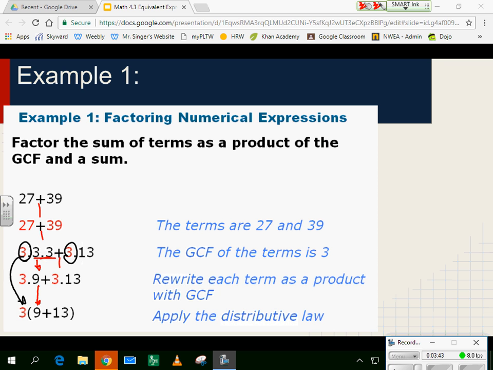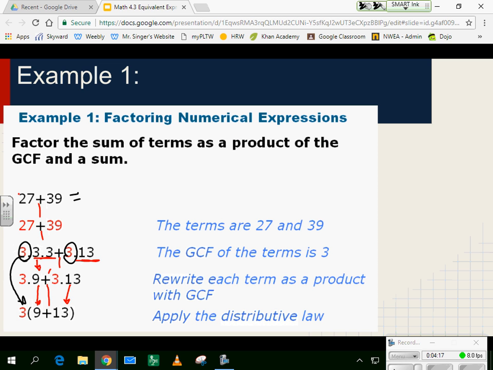We're still adding, so the plus sign goes down here, and then all that's left over is 13, so the 13 goes in there. So we were able to pull out the greatest common factor. When you pull 3 out of 27, you're still left with 9. When you pull 3 out of 39, you're still left with 13. 27 plus 39 and 3 times 9 plus 13 are the same thing. They're equivalent expressions, and the way we can prove that is by solving it.